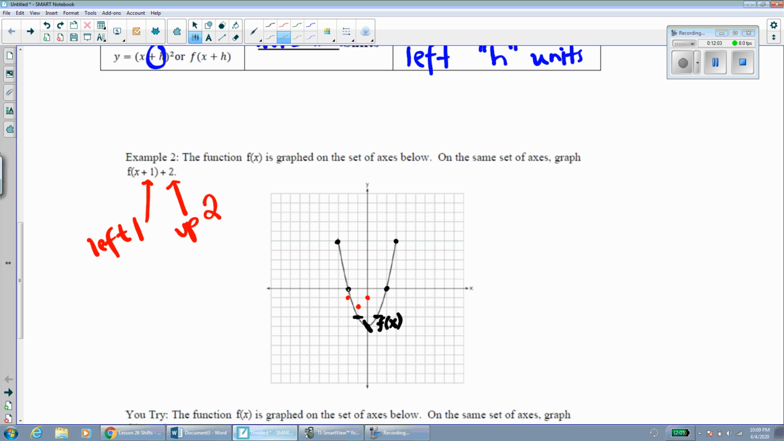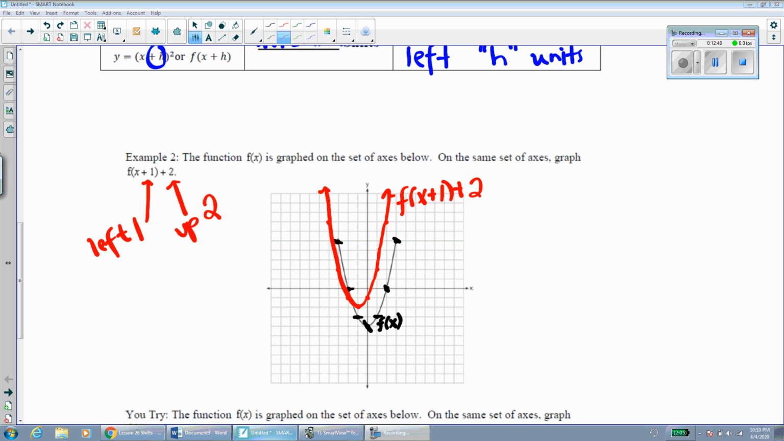Okay, so let's continue. I have this point right here. I'm going to go to the left 1, up 2, cross it off. I'm going to go to the left 1, up 2, cross it off. I've got 2 more points. I'm going to go to the left 1, up 2, cross it off, over to the left 1 and up 2. And now I've plotted all of my new points. Now I'm going to connect these. Going to create my new parabola, and I'm going to label it f of x plus 1 plus 2. And that's it.